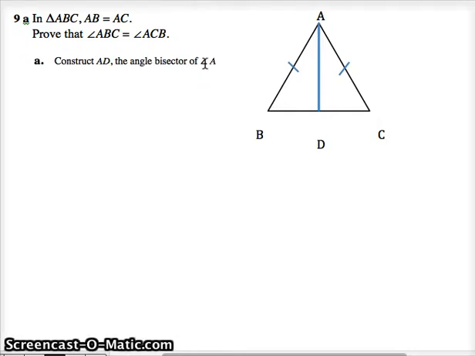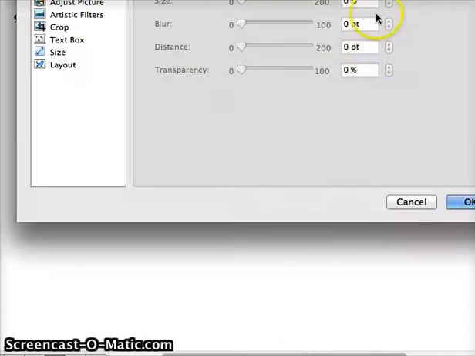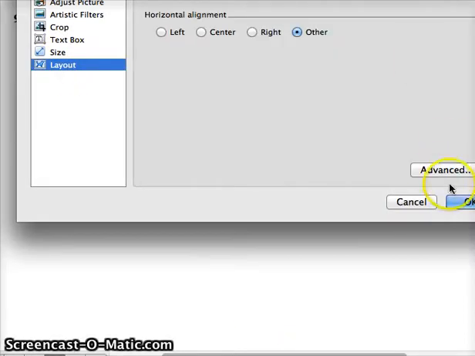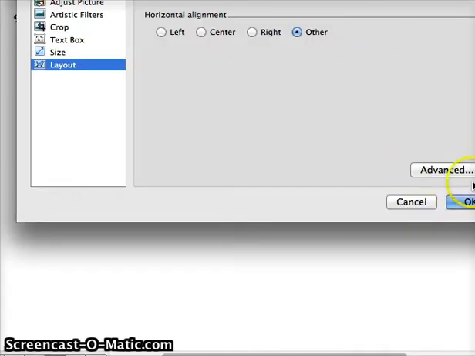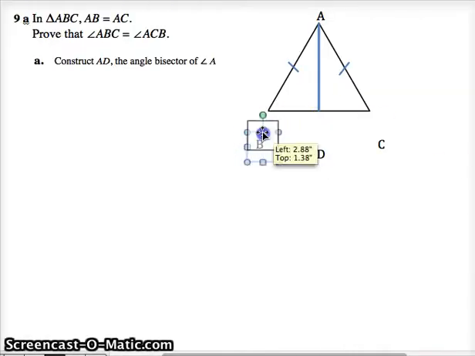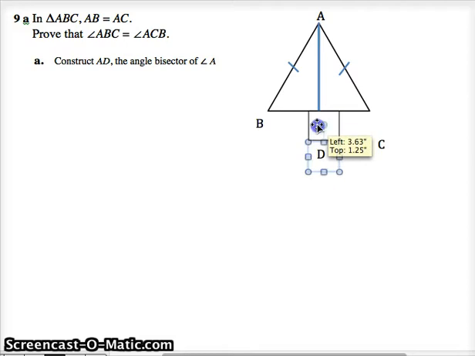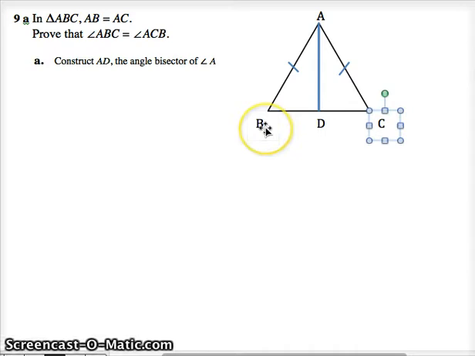Actually, let me just fix these up here. I don't know why that's happening. It might be from the last one that I've just added. I should just move them up then. I might just group them together for a minute. Okay, so we've constructed AD.